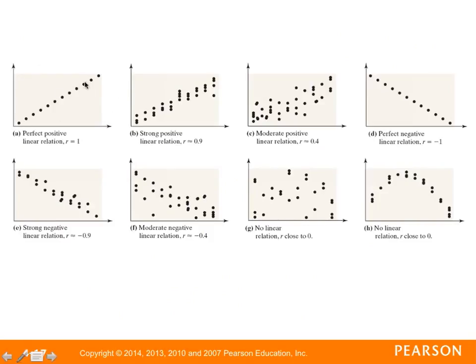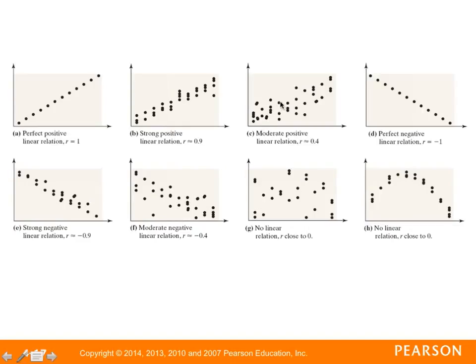This would be an example of a perfect positive linear relation where r is equal to 1. These are all in exactly one straight line. And over here, this is an example of r equals -1. This is a perfect linear relation, but it's negative because it's decreasing. If you look at this, this linear relation is very strong. All these dots are pretty closely aligned and they follow a very strong line here. So that would be an r of about 0.9.